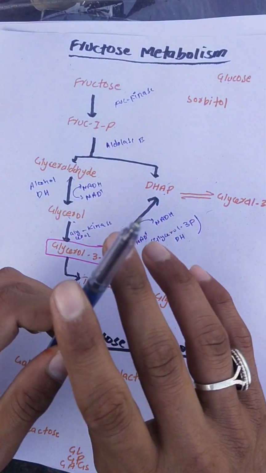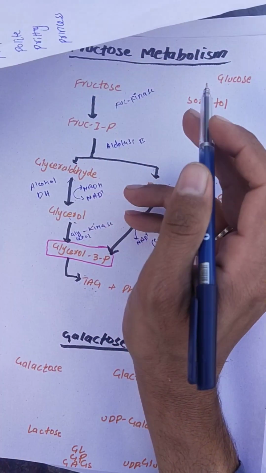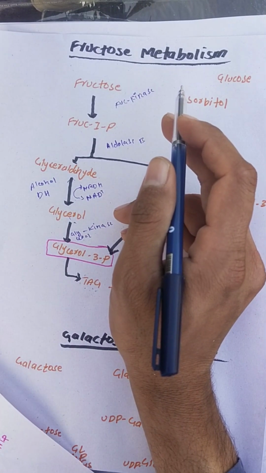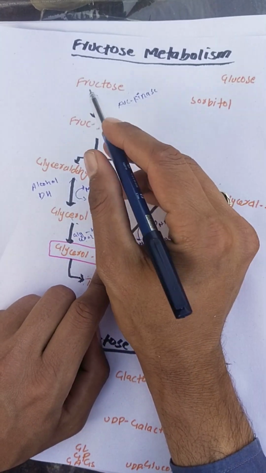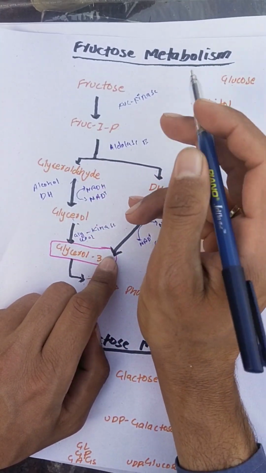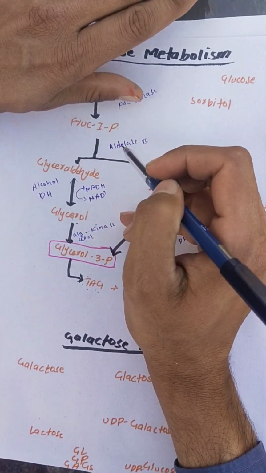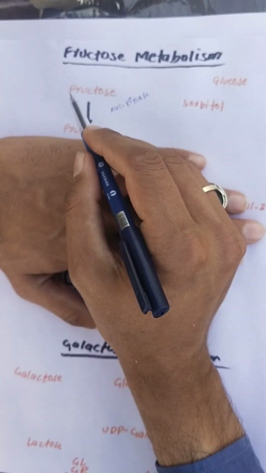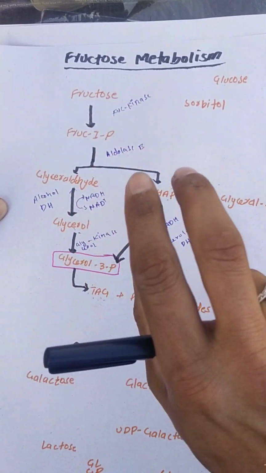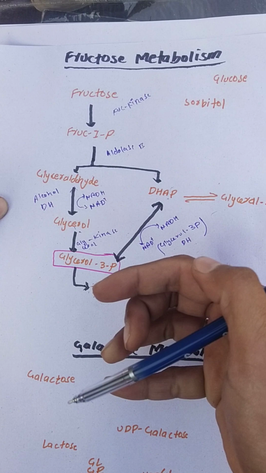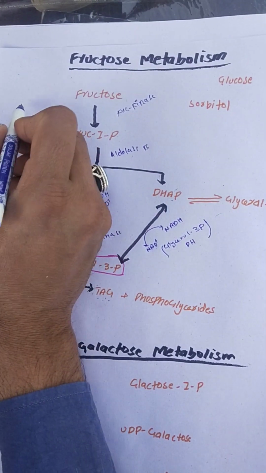One more thing is this fructokinase, fructose kinase. If there is a deficiency of fructokinase, we call it essential fructosuria. Why? Because when this kinase is not present, fructose cannot be converted into fructose 1 phosphate, and then the rest of the reactions will not occur. So we have accumulation of fructose, and this is called fructosuria. It means that when we have a high level of fructose, it can come into urine, and we call this condition fructosuria.